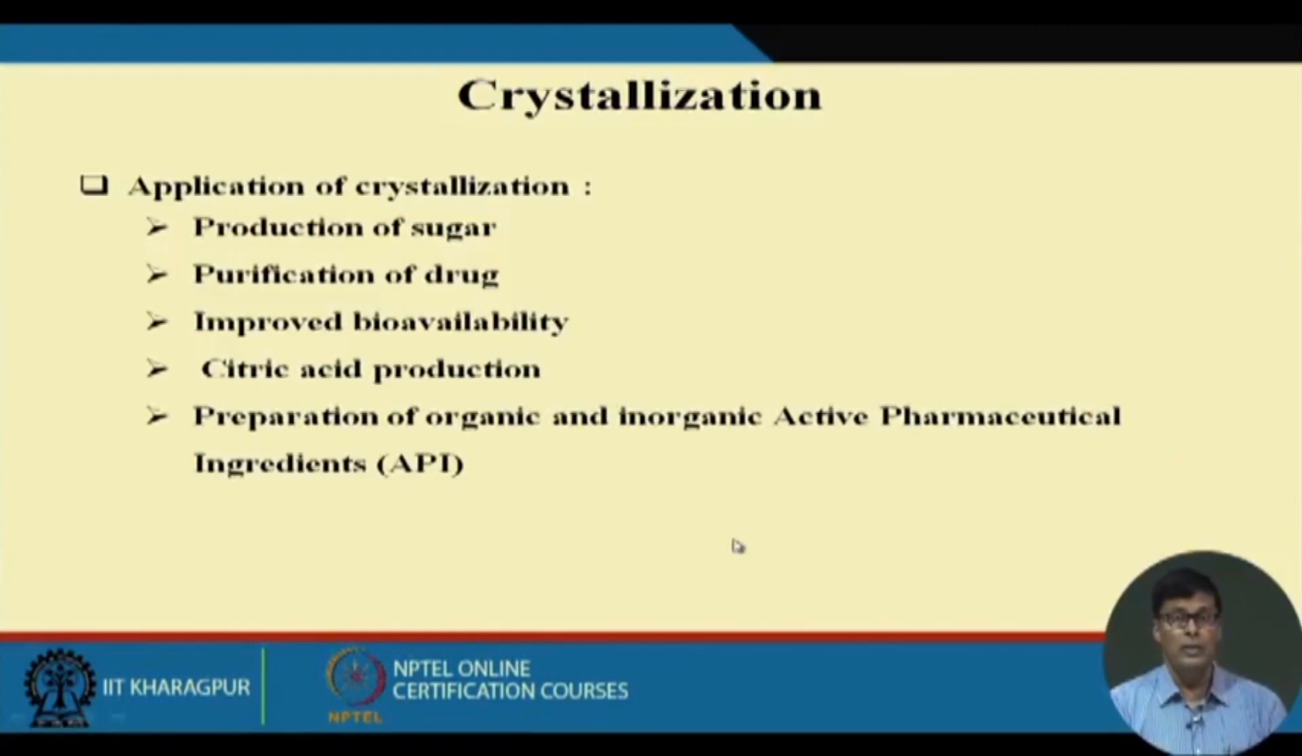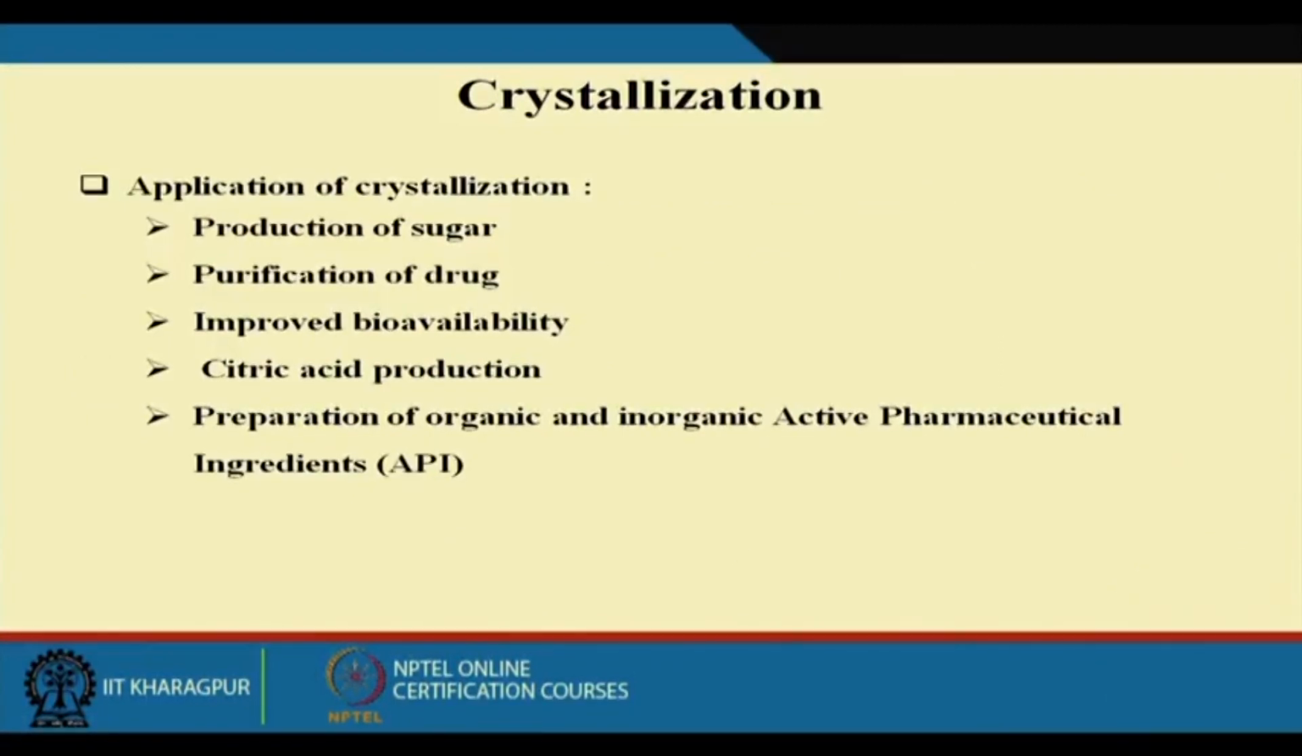There are different examples in the crystallization process. I can give a typical example of sugar production. Sugar production can be done from two different sources: one is from cane and the other from beet.